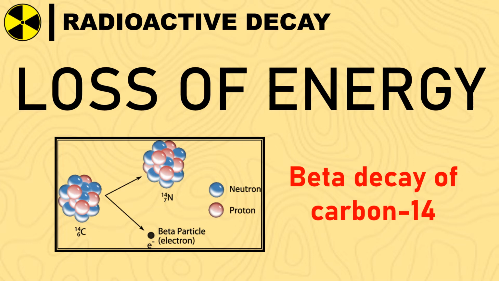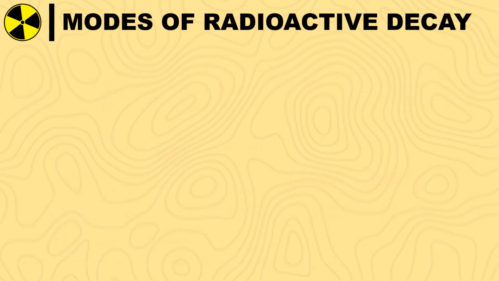This is a random process on the atomic level, in that it is impossible to predict when a given atom will decay. But given a large number of similar atoms, the decay rate on average is predictable. So what are the different modes of radioactive decay?